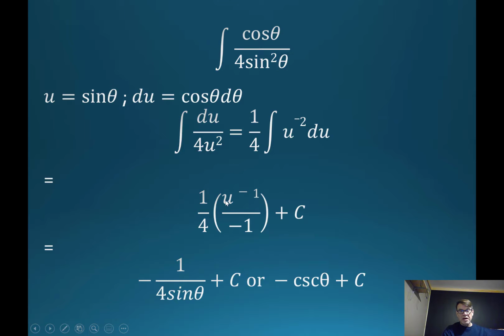So let's plug the sine of theta back in for u. 1/4, and then again minus, and the negatives out front, and then minus 1 again means it's in the denominator. So substitute back in sine of theta, and we get, ta-da! This is the integral of what we've been looking for in trigonometric terms. You could also write cosecant, doesn't really matter.